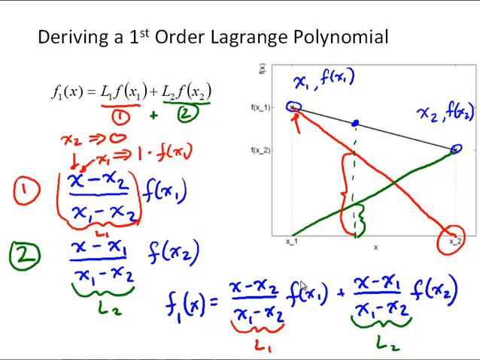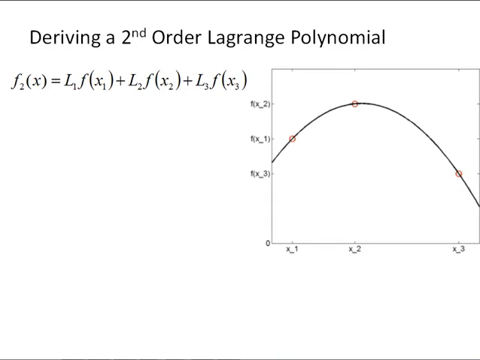Recall from the previous video on interpolation that calculating an interpolating polynomial that's second order or third order or fourth order required the solution of a linear system of equations, and that system of equations gave us a Vandermonde matrix that was ill-conditioned and vulnerable to round-off error. So this is actually going to give us a way to solve for those polynomials without having to solve that linear system. So let's look at how we could derive a second order Lagrange polynomial.